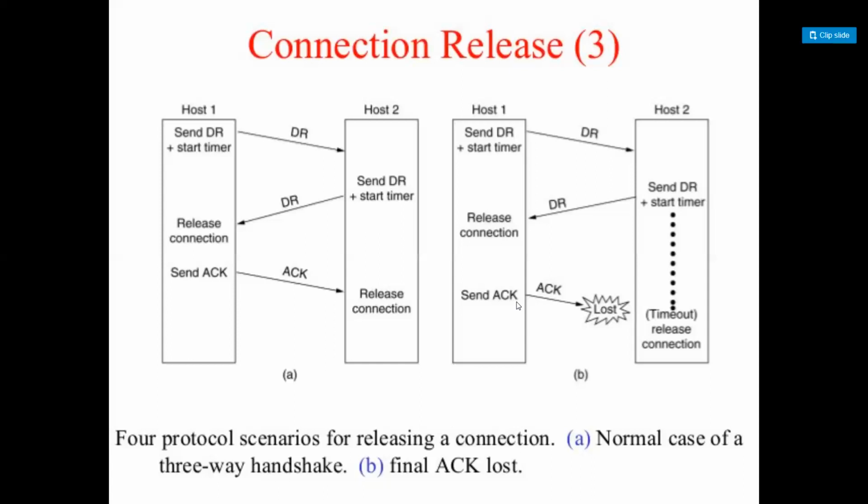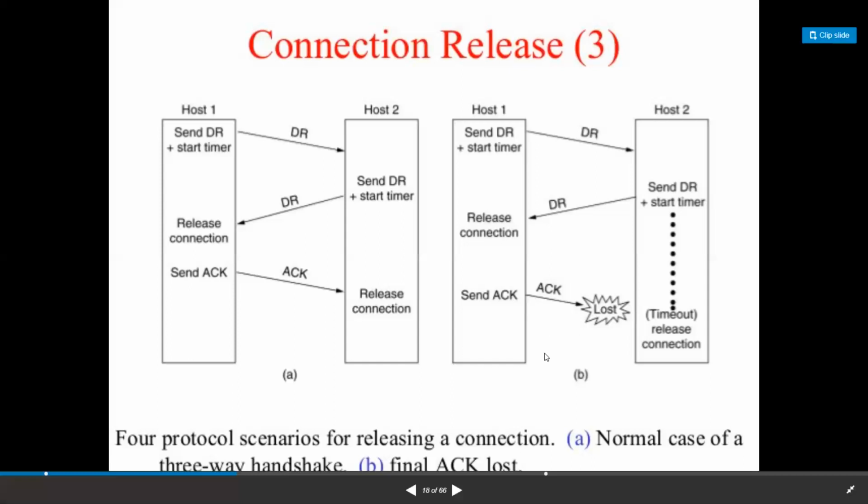See the second method, where a final acknowledgement is asked. Host 1 sends a DR and starts a timer. After sending a disconnection request, it sets the timer. The receiver also sends a DR and starts a timer. Finally, host 1 needs to send an acknowledgement to host 2. For some reason, the acknowledgement sent by host 1 is lost. See here, the case is acknowledgement lost.